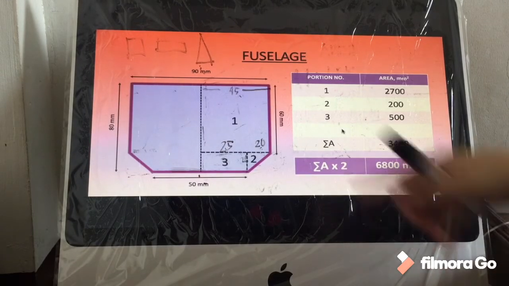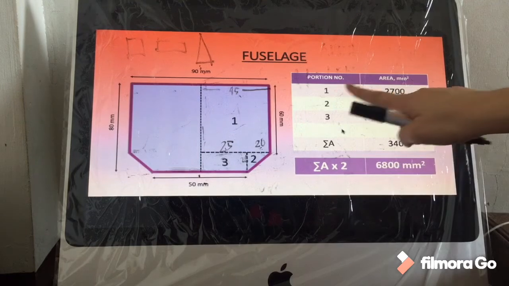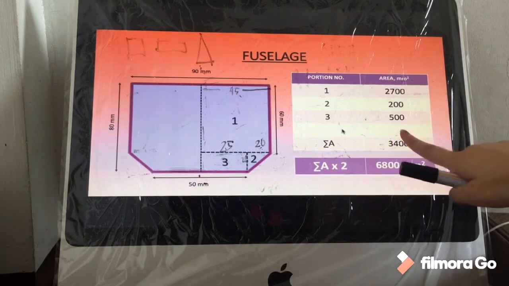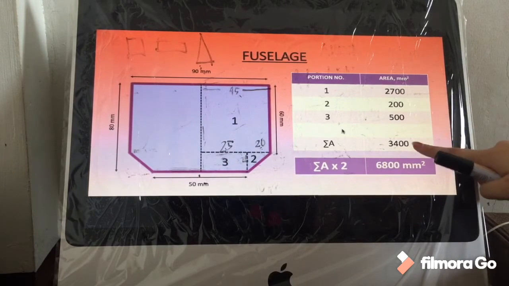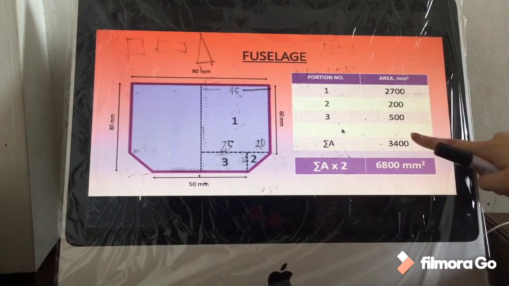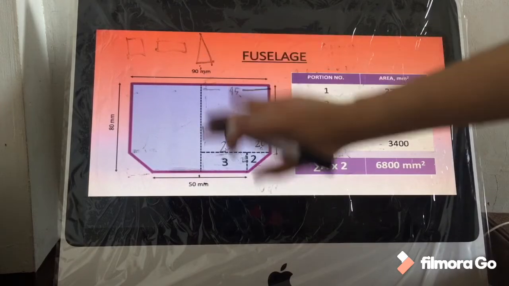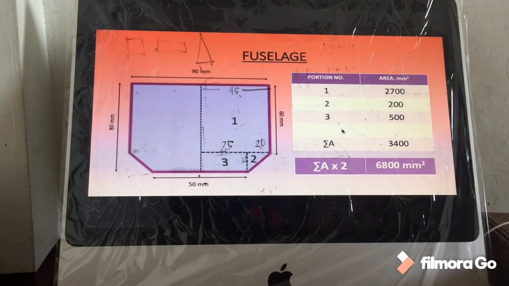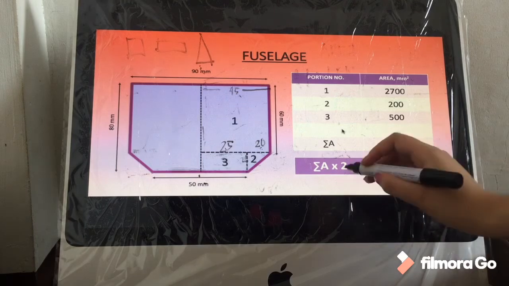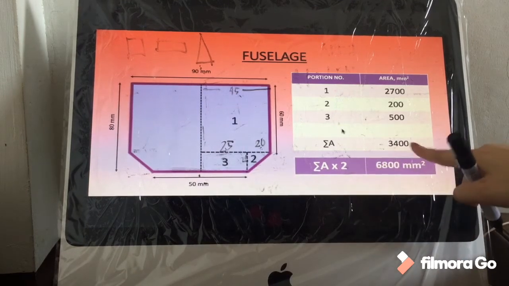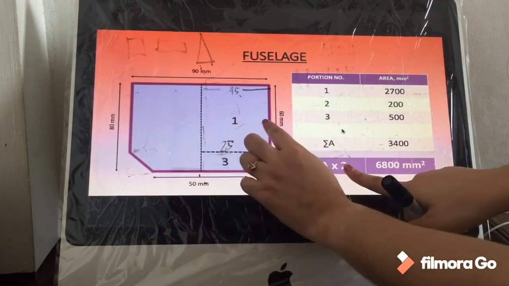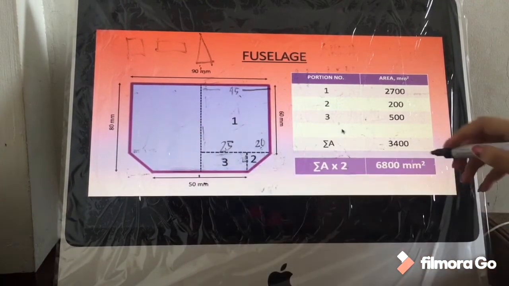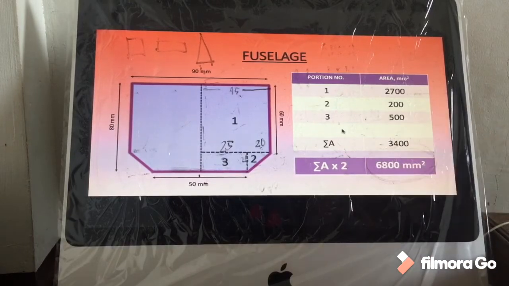So, to make it easier to get the area of the whole thing, let's make a table, portion 1, 2, 3. And then, just add all the areas. 1, 2, 3. So, 2,700 plus 200 plus 500 is 3,400. But this is not yet the area of the fuselage. That is only half. Remember, earlier, we divided it. So, we need to multiply the summation of the area by 2, since this side is the same as this. So, the area of the fuselage is 6,800 square millimeters.